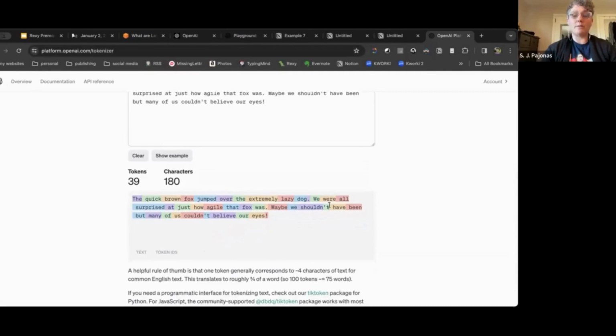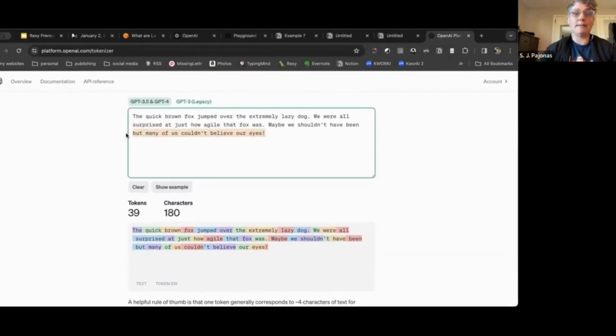But there are some words here, like the word shouldn't, which are actually two tokens. It's shouldn't, and then the apostrophe T is another token. And the same with couldn't, right? Now, it doesn't always line up so perfectly like this. If you're using a lot of compound words in your sentences, you're probably going to get even more tokens.